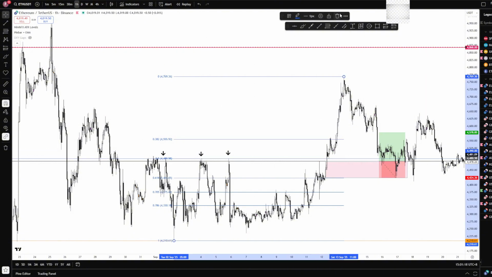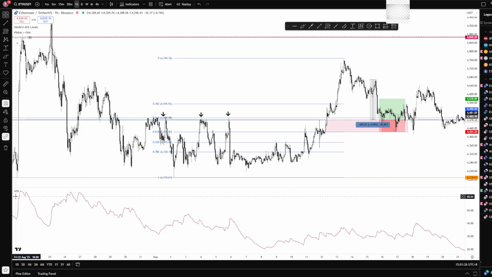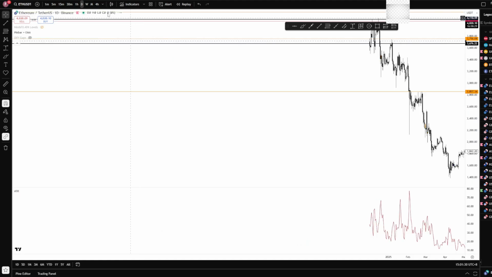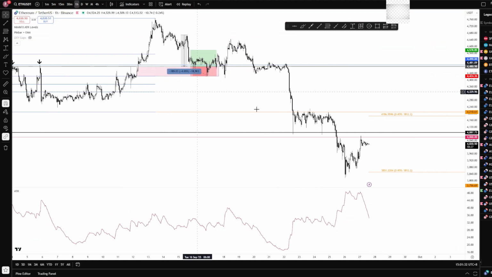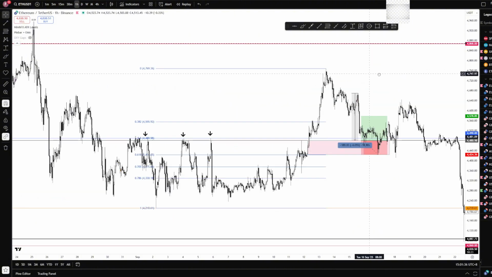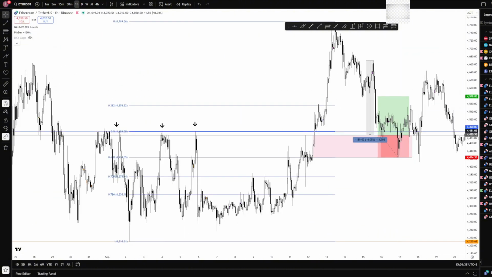And then there was also the average true range on that day of 189. If you go to the daily time frame, you can see the average true range is about 180, 190. So this setup has a lot of confluence.